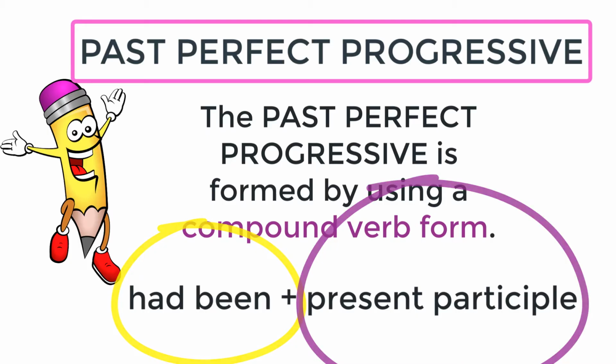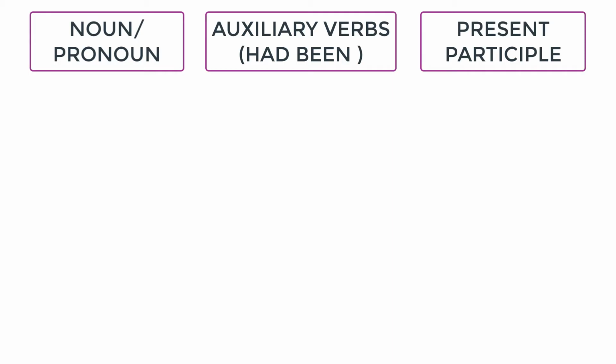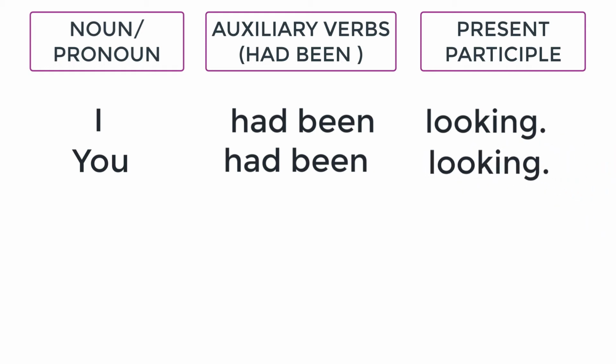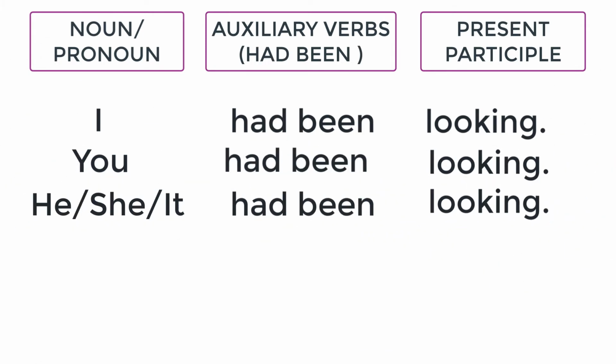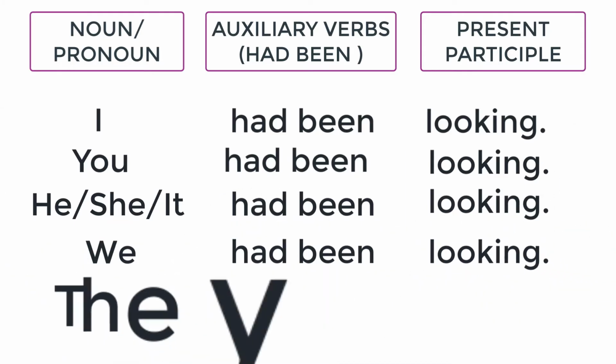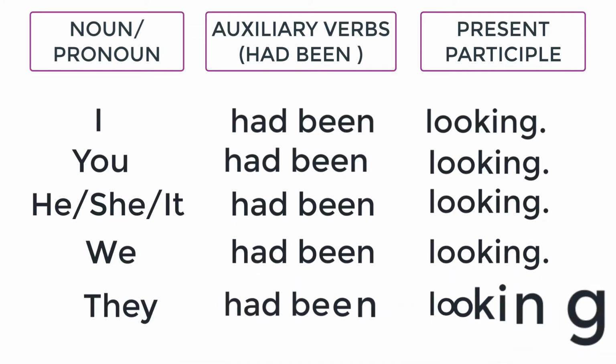Let's look at the conjugations of the past perfect progressive. With the pronoun I, had been looking. With the pronoun you, had been looking. With the pronouns she, he, it: she had been looking, he had been looking, it had been looking. With the pronoun we, had been looking. And with the pronoun they, had been looking.